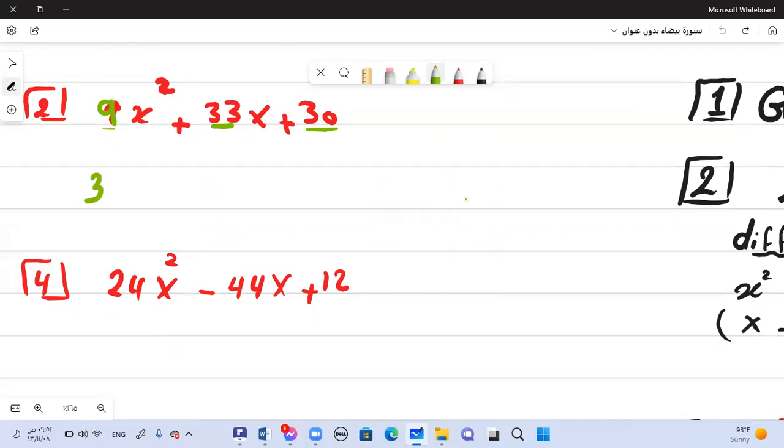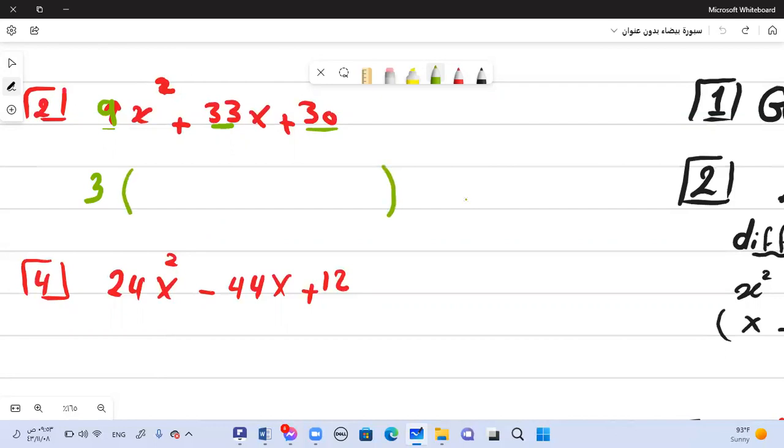Are there any common variables? I have x squared here and x here, and this number without x. So I can't take a common factor from the variable. If I want to take a common factor from the variable, it should be found in the 3 terms. So x squared, x, and this without x, so it is only a common factor from the number.